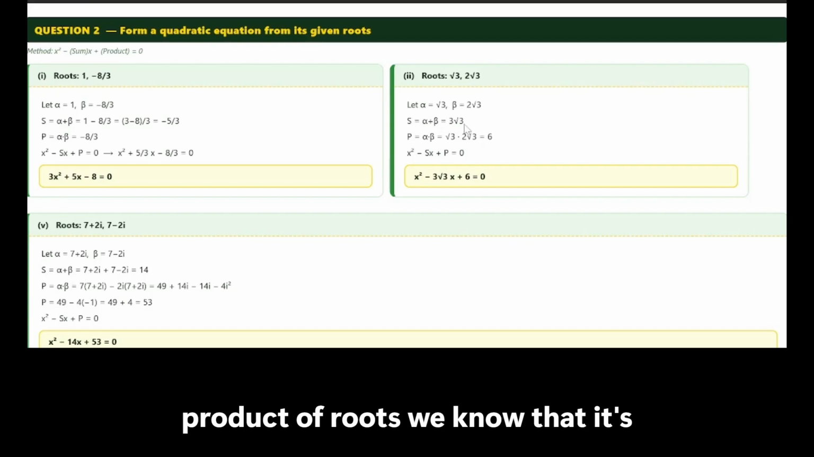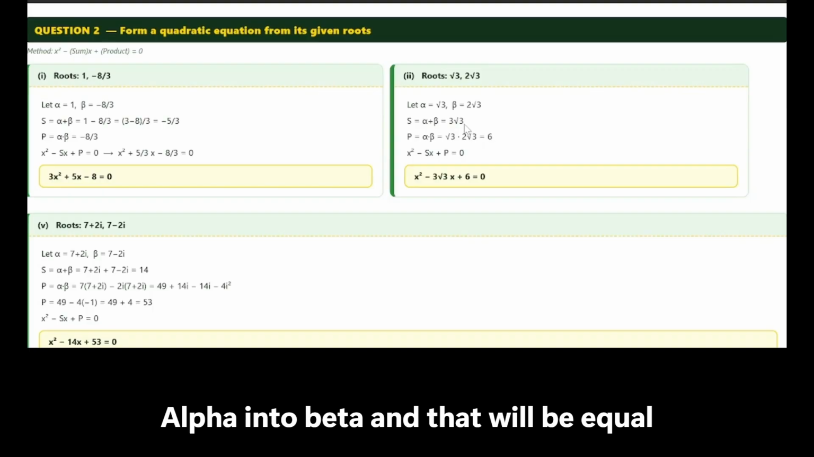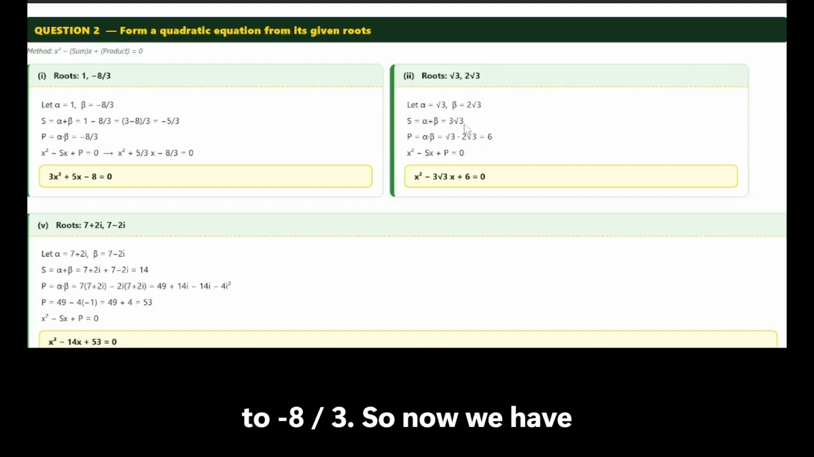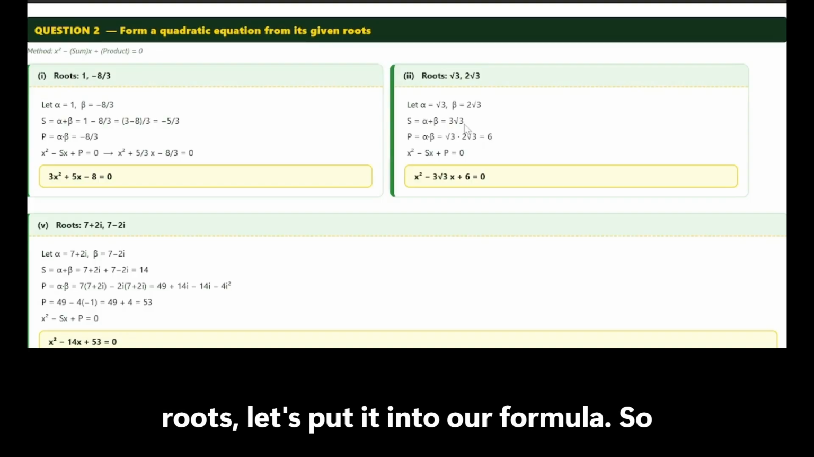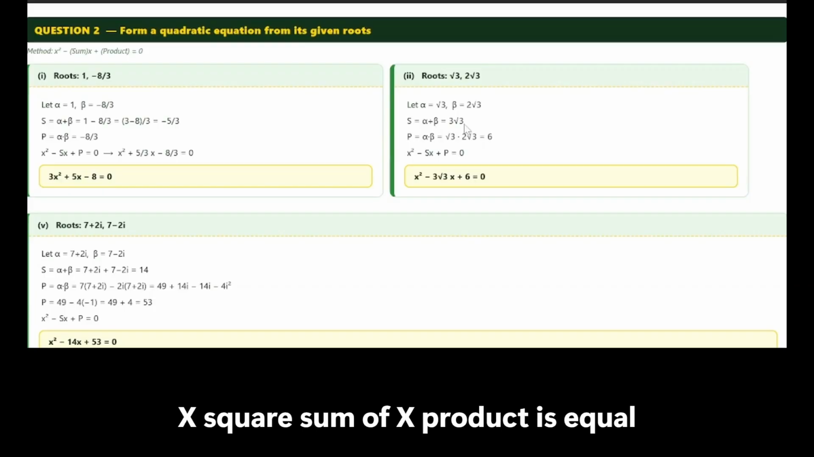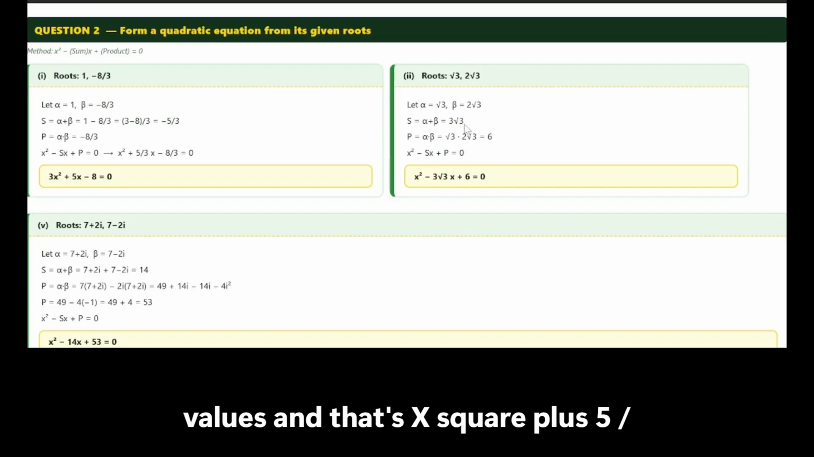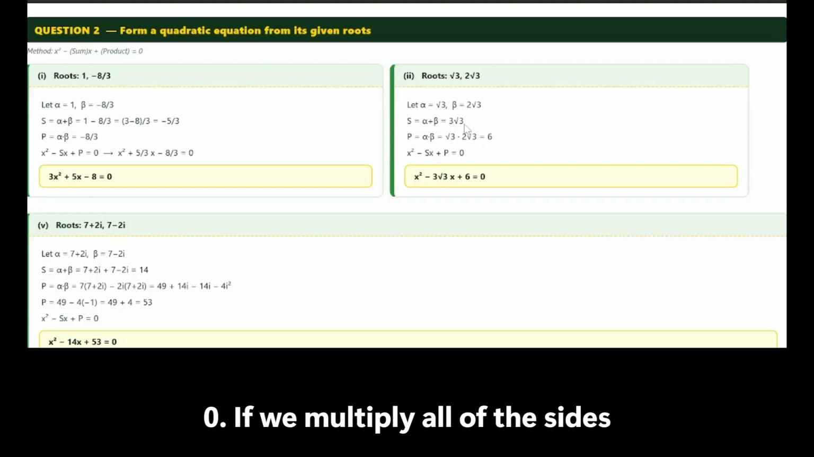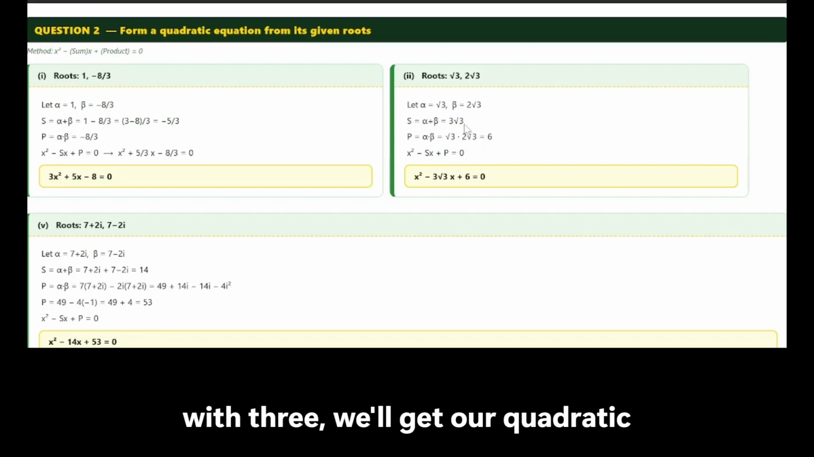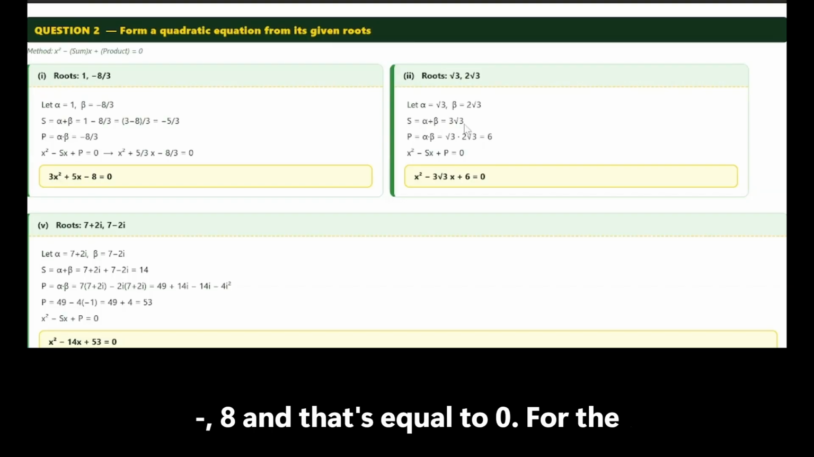And for the product of roots, we know that it's equal to c over a and alpha into beta, and that will be equal to negative 8 over 3. So now we have found the sum and the product of these roots. Let's put it into our formula. So x squared minus sum of x plus product is equal to 0 will be replaced with our given values, and that's x squared plus 5 over 3x minus 8 over 3 is equal to 0. If we multiply all of the sides with 3, we'll get our quadratic equation, which is 3x squared plus 5x minus 8, and that's equal to 0.